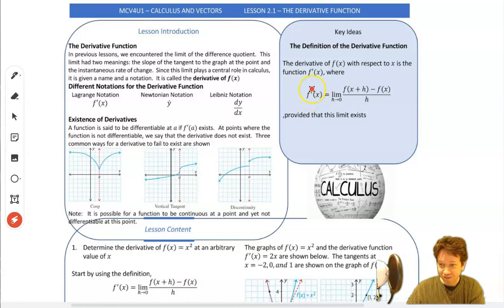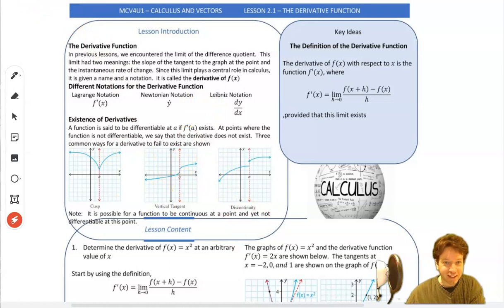I wrote f prime, which looks like a little apostrophe, but I call it prime, f prime at x. That's called the Lagrangian notation. The Newtonian notation, you would write y and put a little dot above it. And the Leibniz notation, since this is sort of a change in y over a change in x, but instead of writing delta y over delta x, it's a very tiny change. And so we represent that with dy by dx. So 3 different notations to represent the same thing, the derivative function.